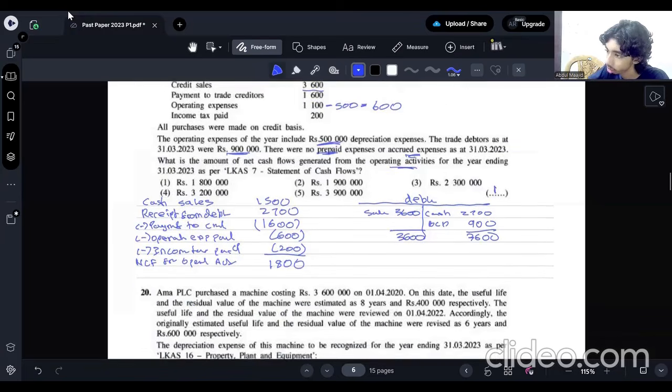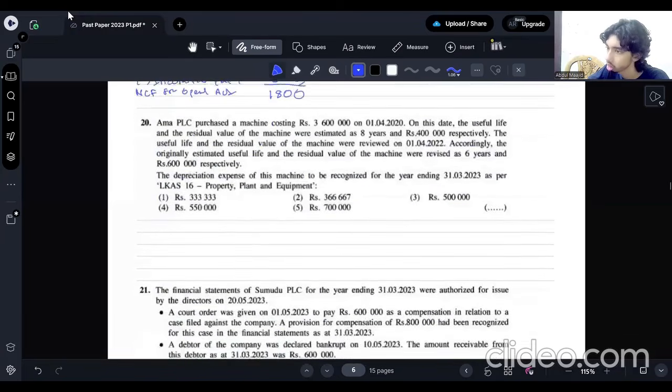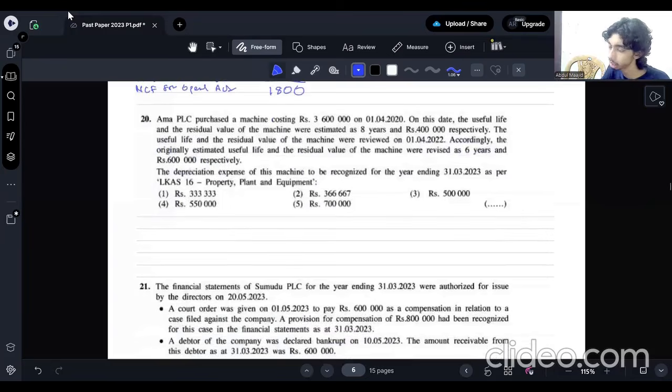Then the 20th one. AMA PLC purchased the machine costing 3,600,000 on 1st of April 2020. On this date, the useful life and residual value of the machine were estimated as 8 years and 400,000 respectively. The useful life and residual value of the machine was reviewed on 1st of April 2022. So at the beginning of the current year, they have changed their useful life and residual value.